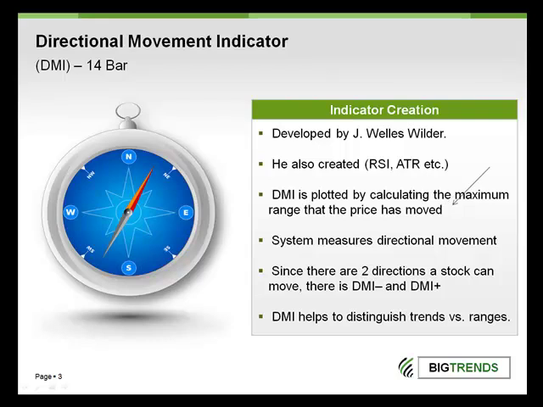Looking at an hourly chart, that's 14 hours. So this is also the traditional setting, should be the default. If not, I would recommend changing it to a 14 bar on your charting platform. But basically, what does the DMI seek to do?